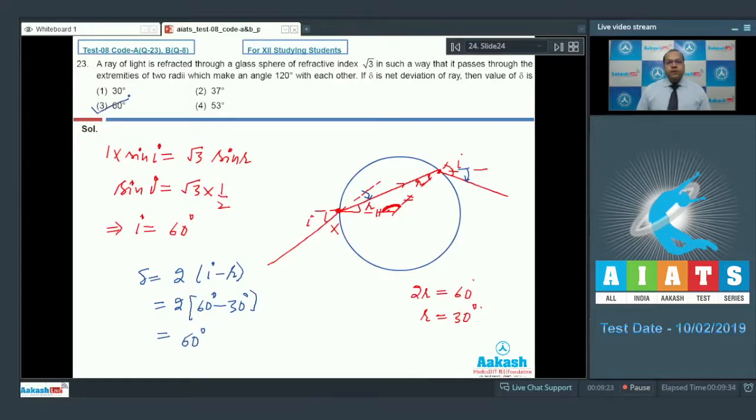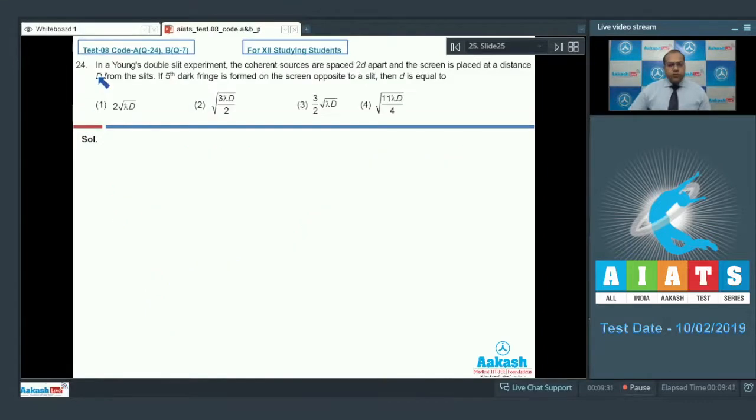Let's move to question number 24. In question number 24, in a Young's double slit experiment, the coherent sources are spaced 2d apart and the screen is placed at a distance D from the slits. If fifth dark fringe is formed on the screen opposite to the slit, then d is equal to. So this is the arrangement. Suppose this is slit S1, this is S2, and this is screen. This separation is capital D.